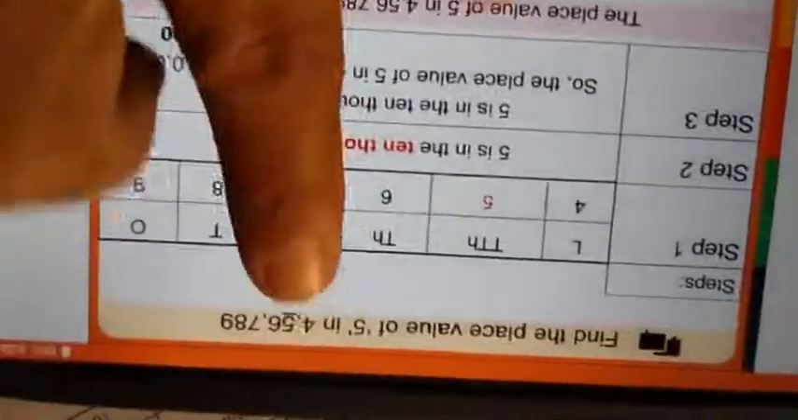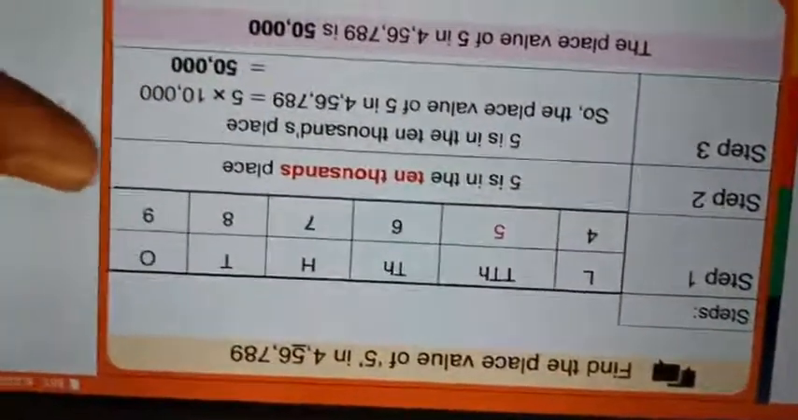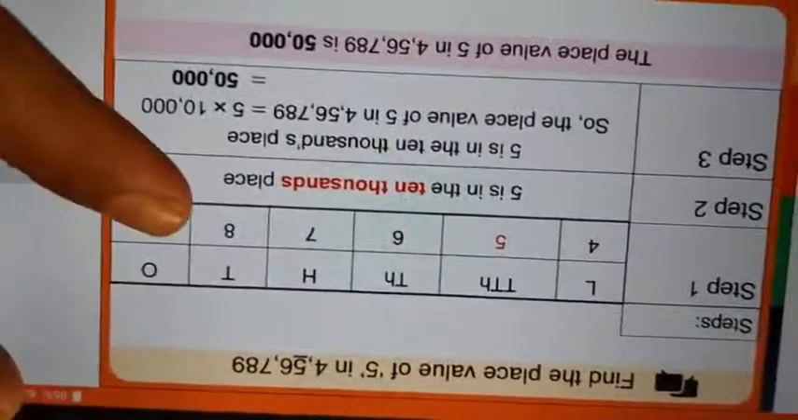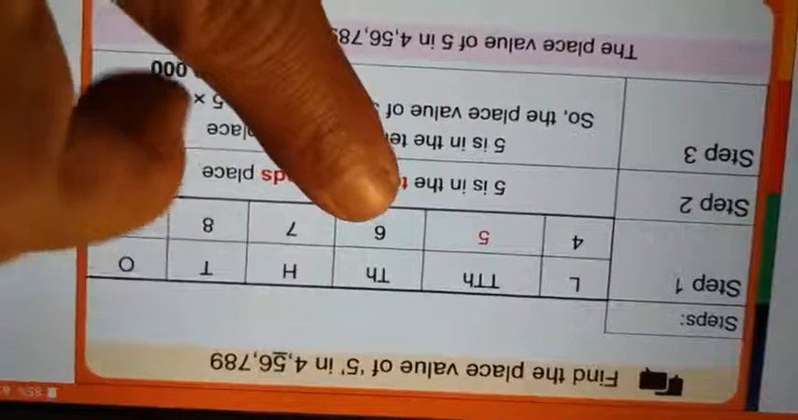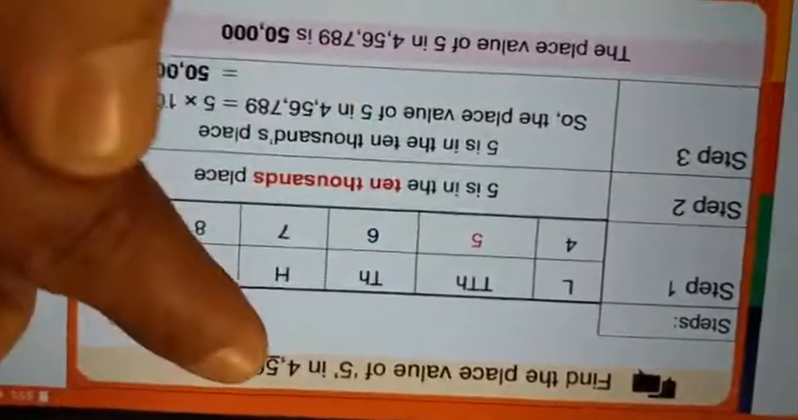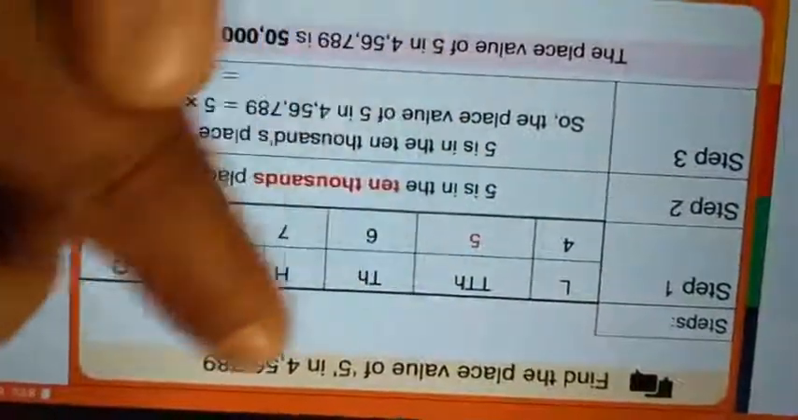Then we have to put the digits. Nine we write in the ones place, 8 in the tens place, 7 in the 100 place, 6 in the 1000 place, 5 in the 10,000 place, and 4 in the lakhs place.